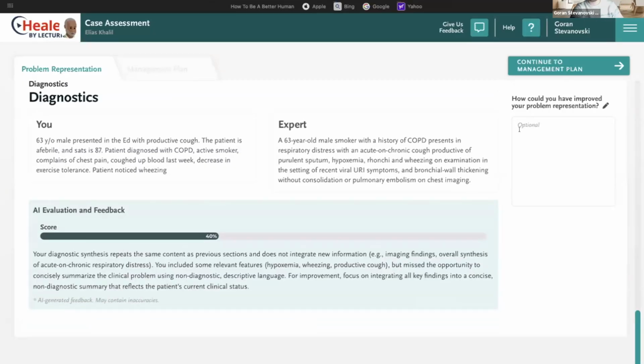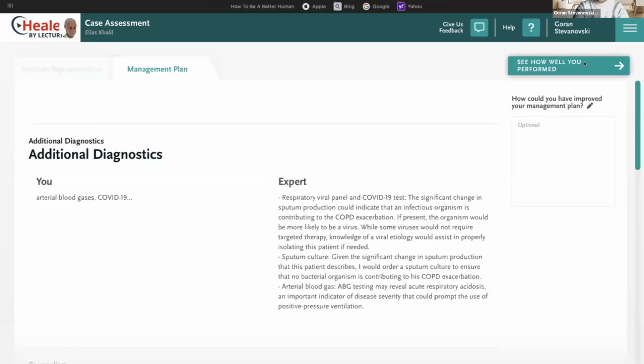What's really nice here is you could also have your learners take a note of how they could have improved the problem representation. And when they write this, this is something that you can see, especially if you're in schools where you use SMART goals at the beginning of the semester or something like that. You can really see how your students are thinking and how they can improve themselves. Now we go into the management plan.